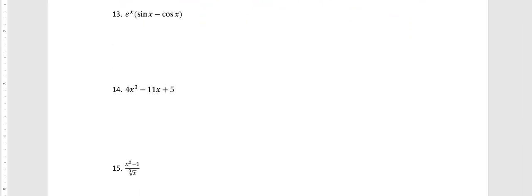Number 13. Ooh, here it's getting interesting. If I call this y prime, it's going to be, I'm going to do product rule.